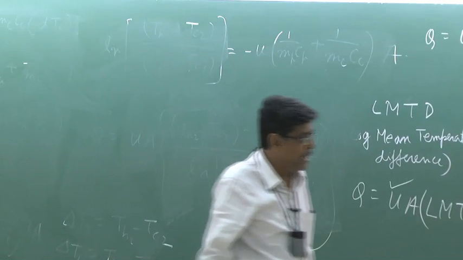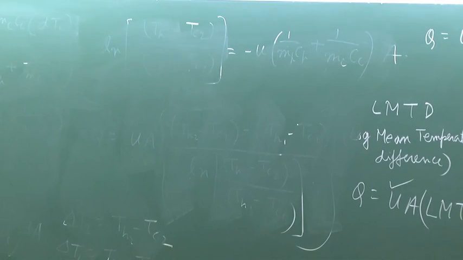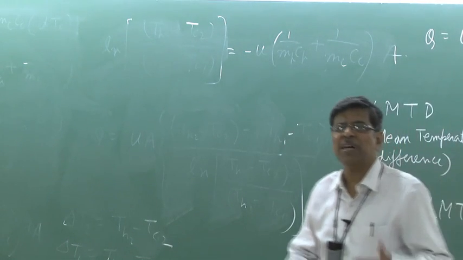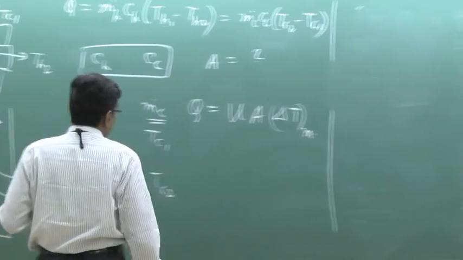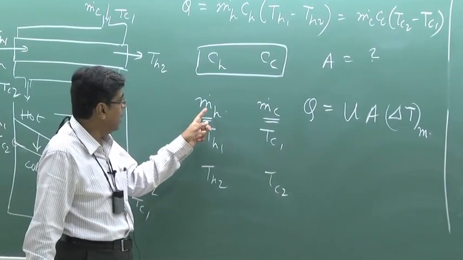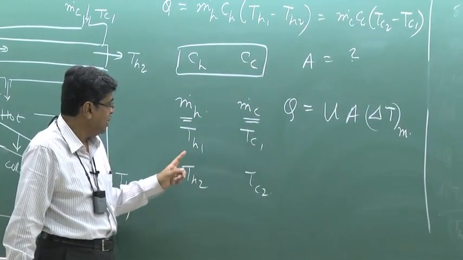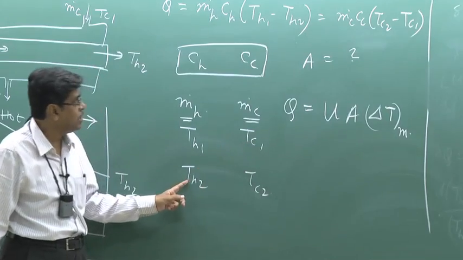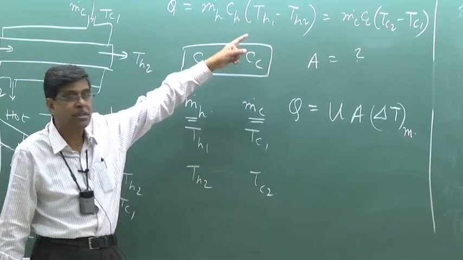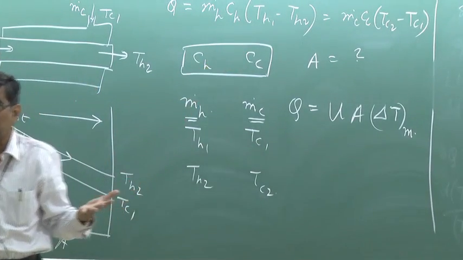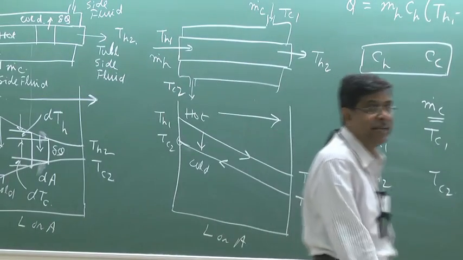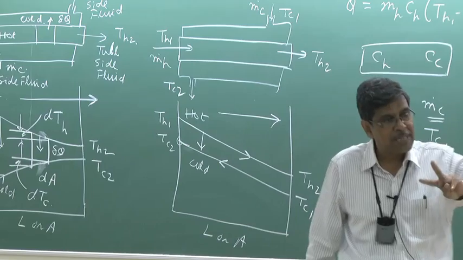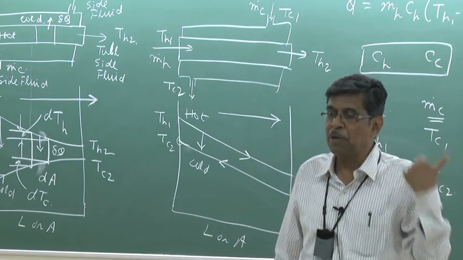In this rating, the sizing problem given is very simple. But if it is the other way, that means I tell only m_h, m_c, Th1 and Tc1. Neither Th2 nor Tc2 is given. That means this is not rated, but I know A. This is known as a rating problem. Two types of problems, sizing and rating. The sizing problem is the earlier one.